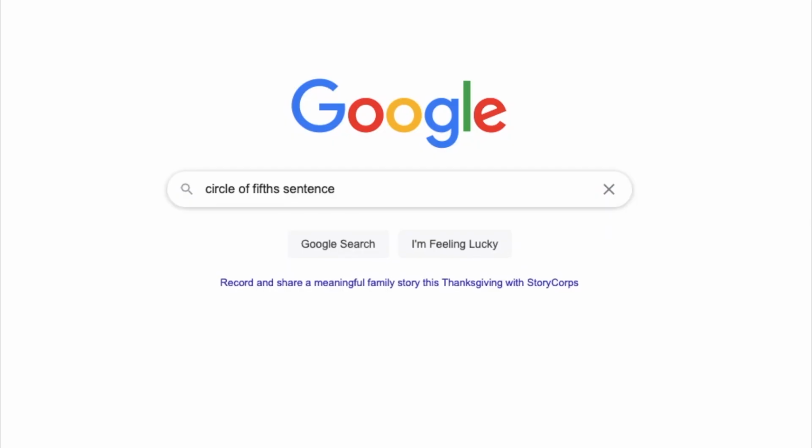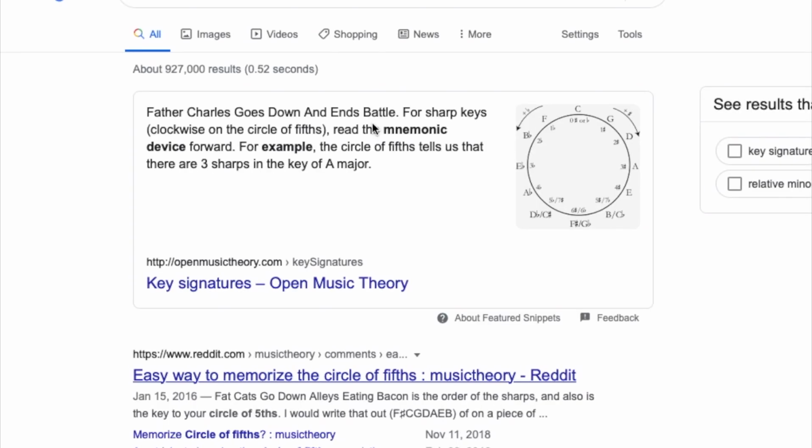In fact, this technique is so popular that if you type into Google, circle of fifths sentence, it tells you Father Charles Goes Down And Ends Battle, which helps you reproduce the chart. It's a fail-proof technique that has helped so many students pass, including myself. The problem is, I knew the sentence, but I wouldn't have been able to tell you what the sharps or the flats were in the key.